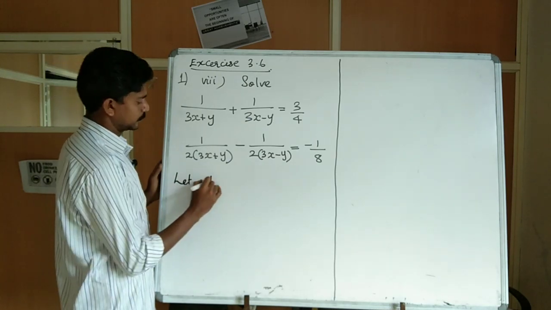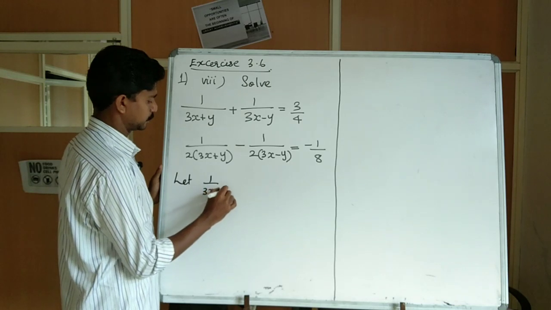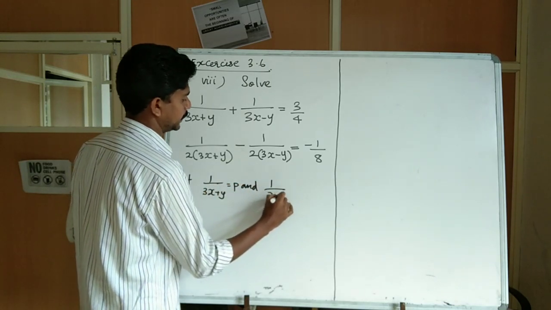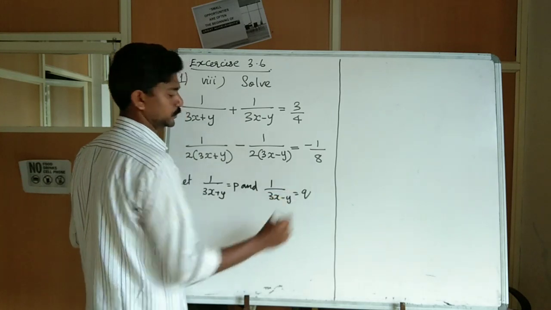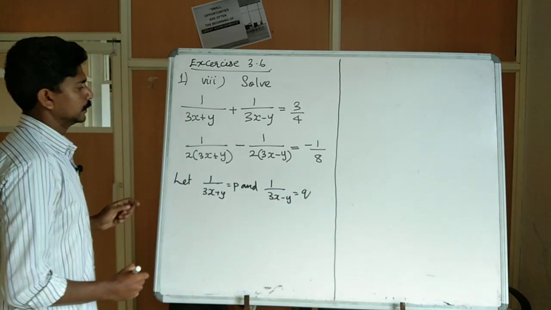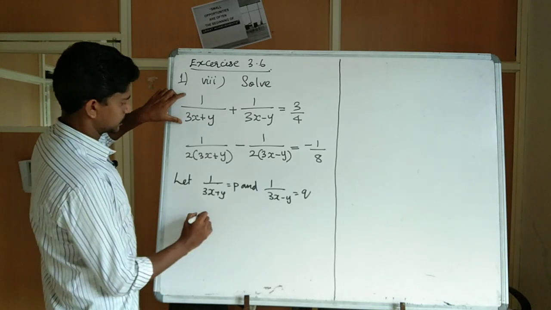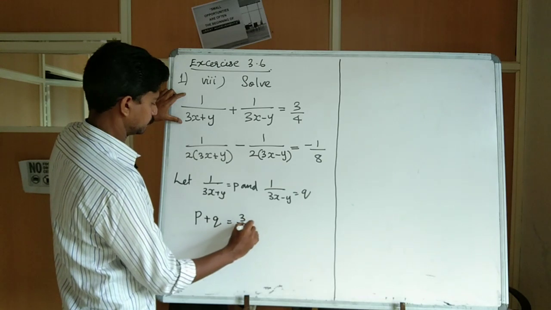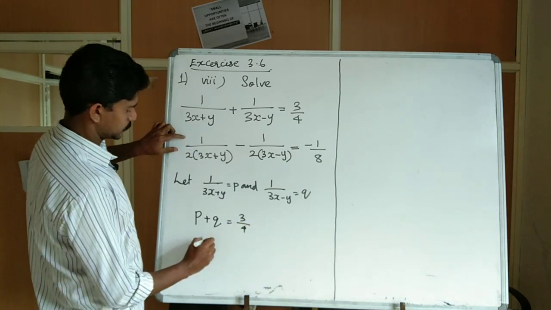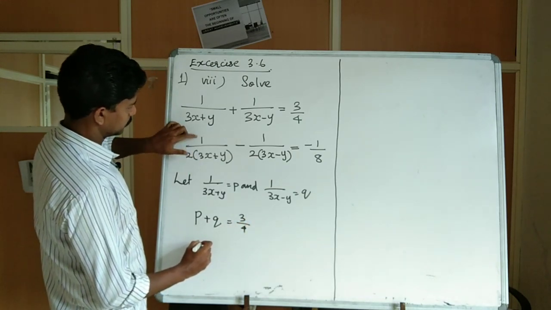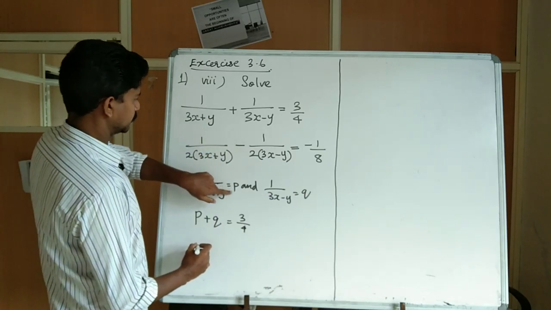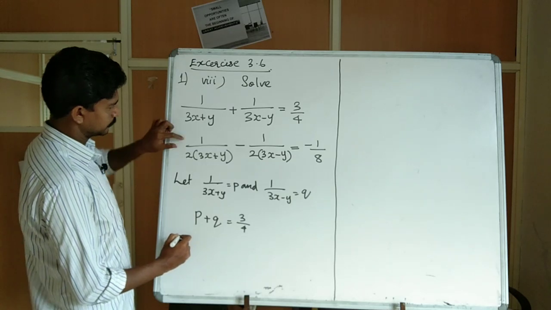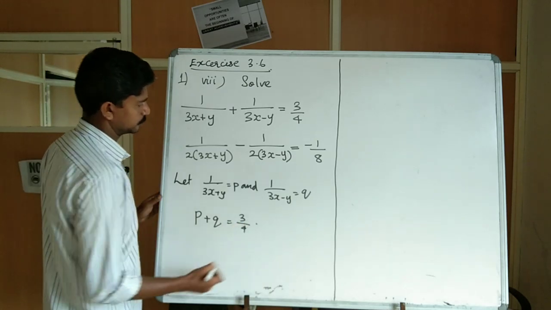We can keep this 1 by 3x plus y is equal to p and 1 by 3x minus y is equal to q. Okay. So how we can change this as, we can write p plus q is equal to 3 by 4. And this we can change this. Here 1 by 3x by p we have to keep it as p. Okay. This actually, the second equation we can write, this is a first equation, we have to change it.